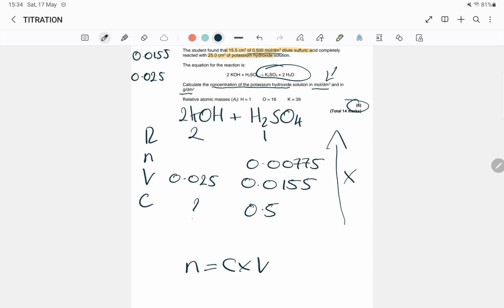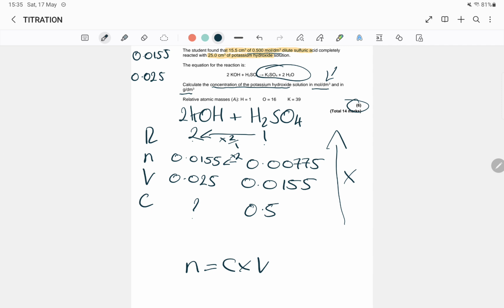Once I've got this one, I now need to move these moles over to the moles of potassium hydroxide. But because it's not a 1-to-1 ratio, I need to times it by 2 divided by 1, because I've got a 2 here and a 1 here. So timesing it by 2, that will give me an answer of 0.0155. So all I've done is times that number by 2.